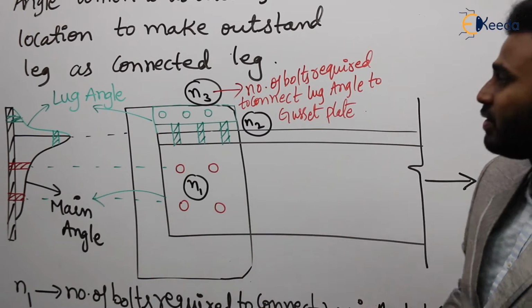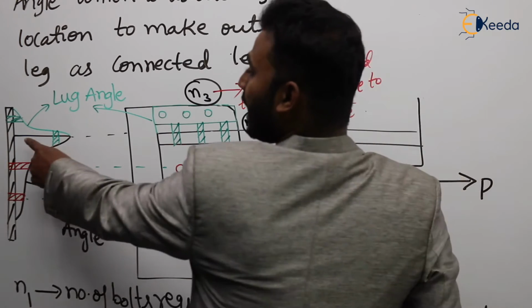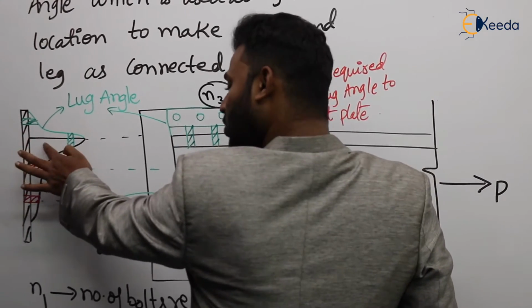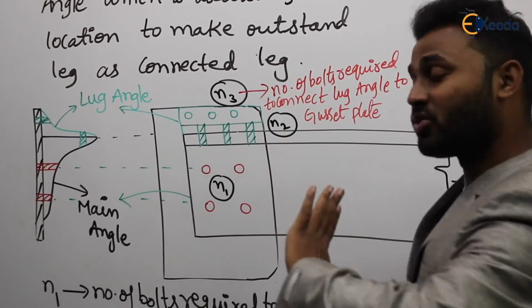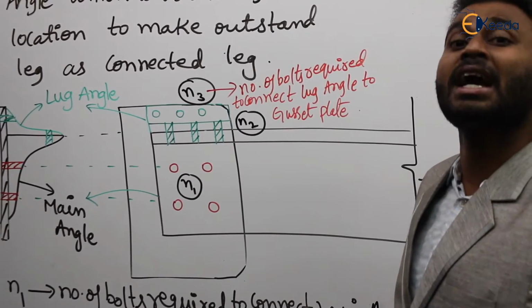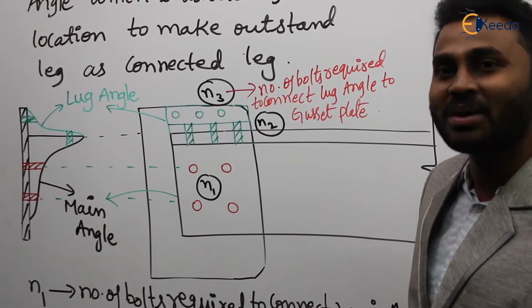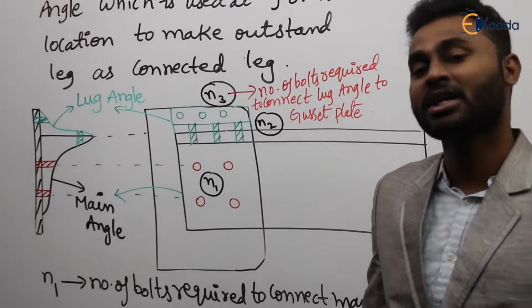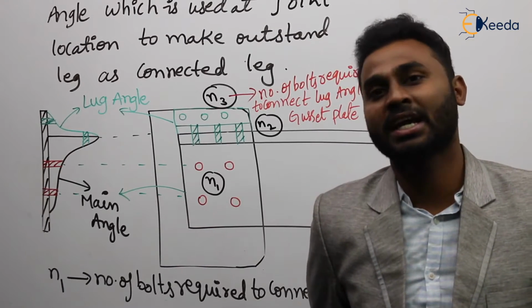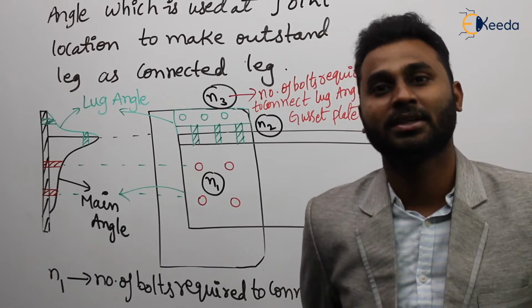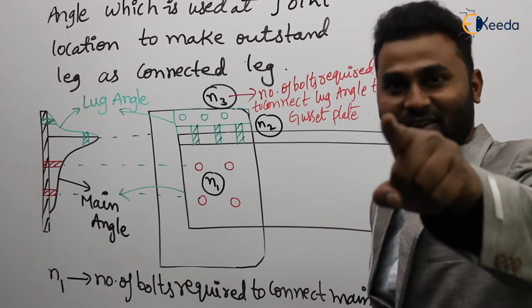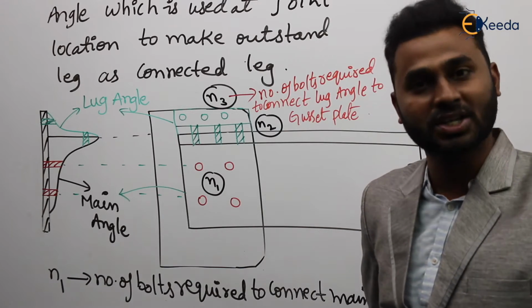Now if you observe here, by using the lug angle, the outstand can also behave like a connected leg. Agree or not? If the outstand behaves like a connected leg, what happens? Come on, tell me. If the outstand behaves like a connected leg, then we can eliminate the shear lag effect. Agree or not? We can eliminate the shear lag effect.